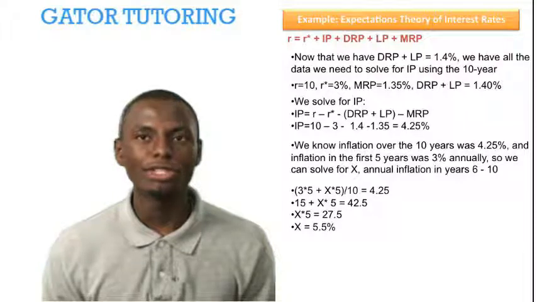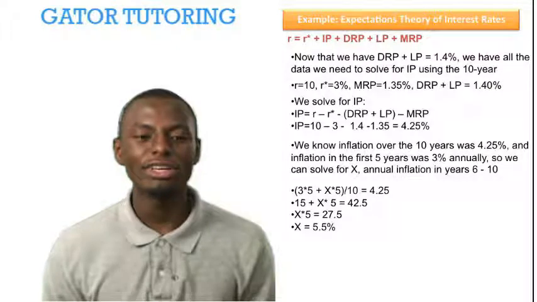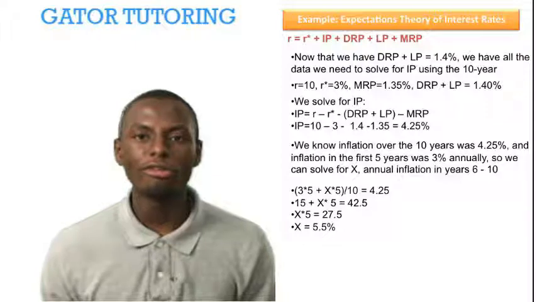So we know that inflation in the first 5 years averaged 3%, and inflation in the last 5 years averaged X. So we solve that equation for X, and we find that X times 5 equals 27.5. X equals 5.5%.